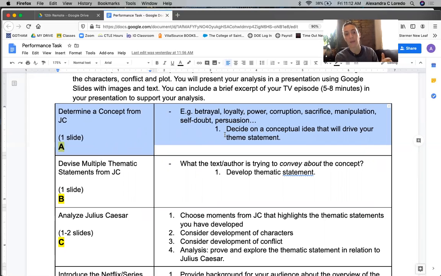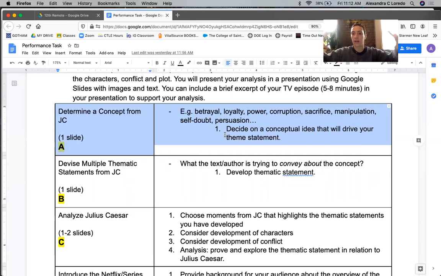Some of the things we came up with were betrayal, loyalty, power, corruption, sacrifice, manipulation, persuasion was a big one, self-doubt. So once you decide, and they're not limited to that list. There are other things that are concepts in the tragedy of Julius Caesar. So this would ideally be just one slide where you've decided on the concept.